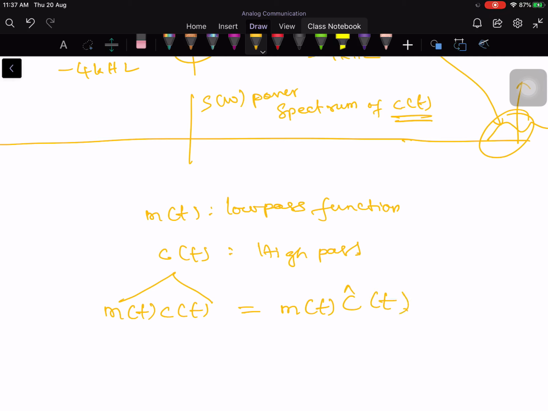You can prove this. So the Hilbert transform of the product of m of t times c of t is equal to m of t times the Hilbert transform of c of t. Okay, so you can prove this. Let me leave this as an exercise. If it is necessary, then we will discuss it afterwards, but it is something that you have to sit down and prove.